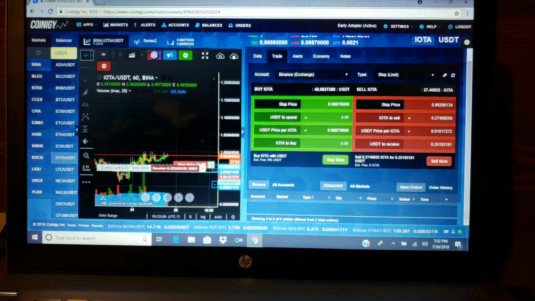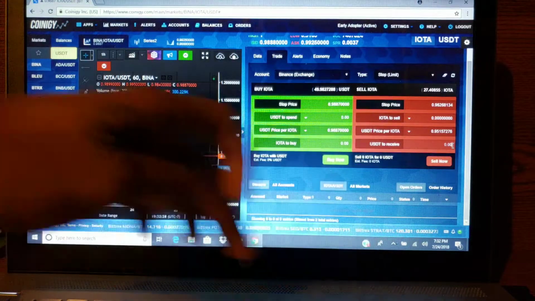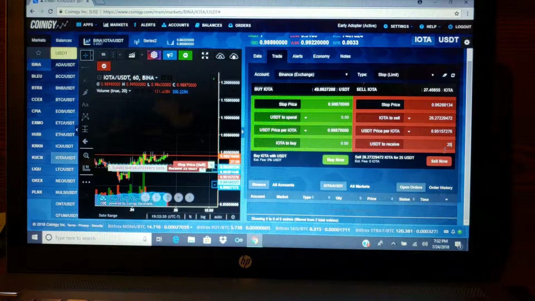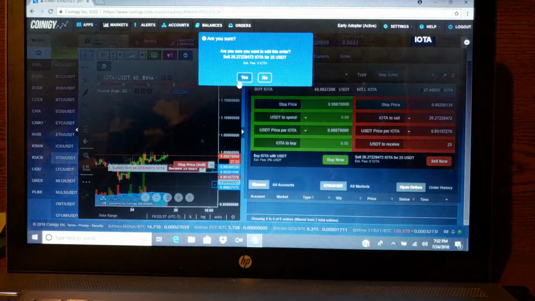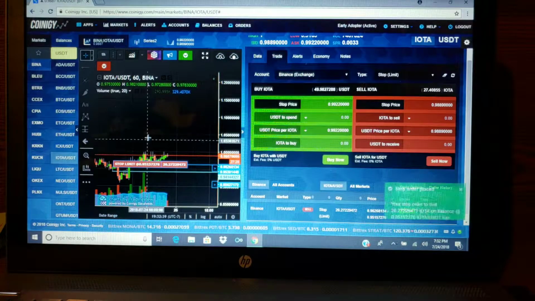What did we buy at? 94. This one doesn't seem to be moving that fast, so we can go a little tighter here, I think. The coins that are moving big moves, you want to give yourself a little buffer between these two. I can't remember how much. Let's see what happens. So we have 27. It'll sell 26. Remember, we're just out to gain the free coin anyways.